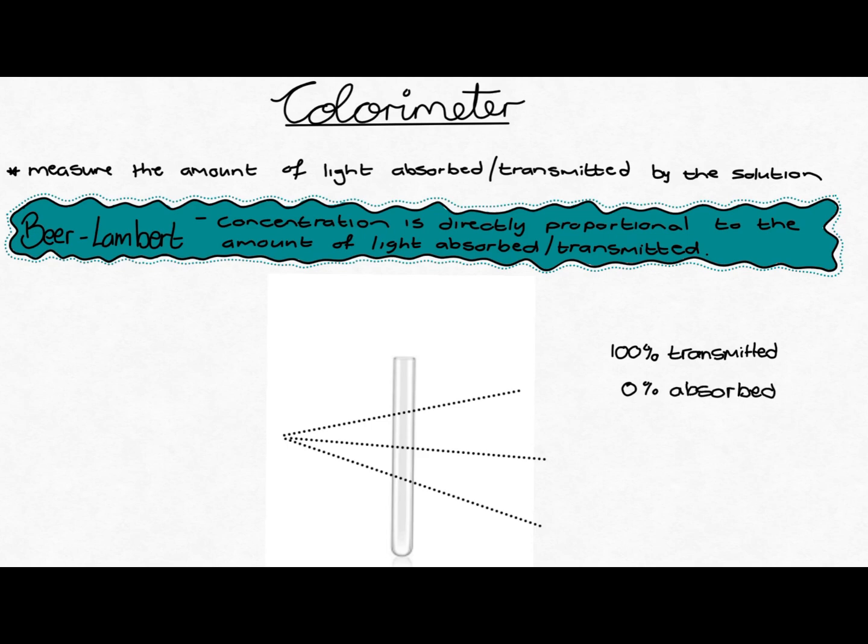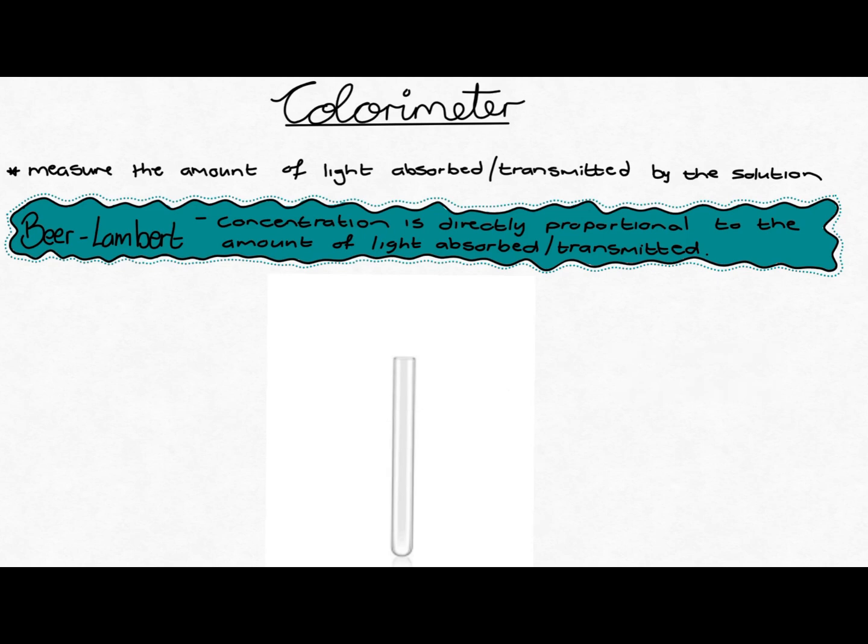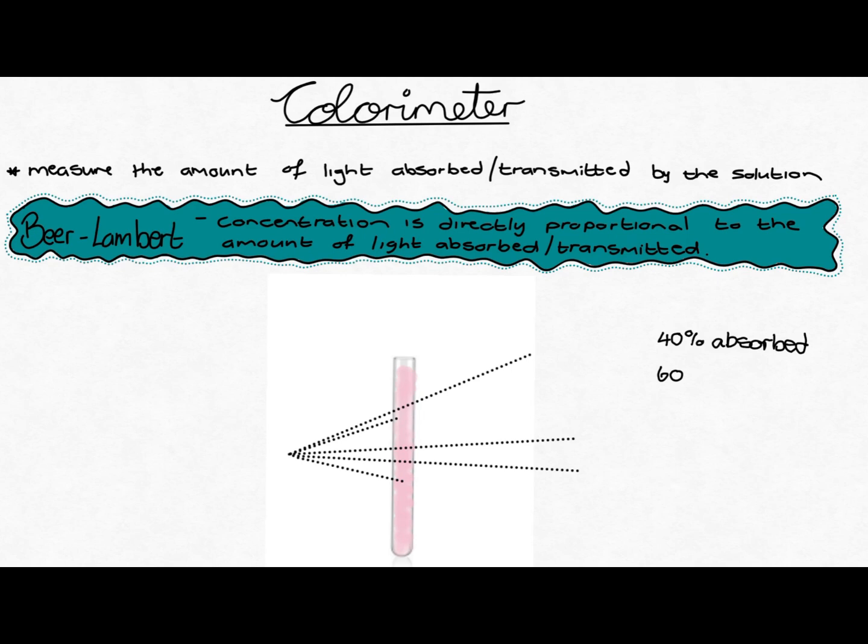If I increase the color of the test tube or solution slightly, then some of the light will be absorbed by the test tube solution, but there would still be some light being transmitted. Remember, the reason why we see color is because the light spectrum of light is being absorbed by an item, and only the color that we see is being reflected, and that is why we see that color. Now, in this example, 40% of the light was absorbed and 60% transmitted.